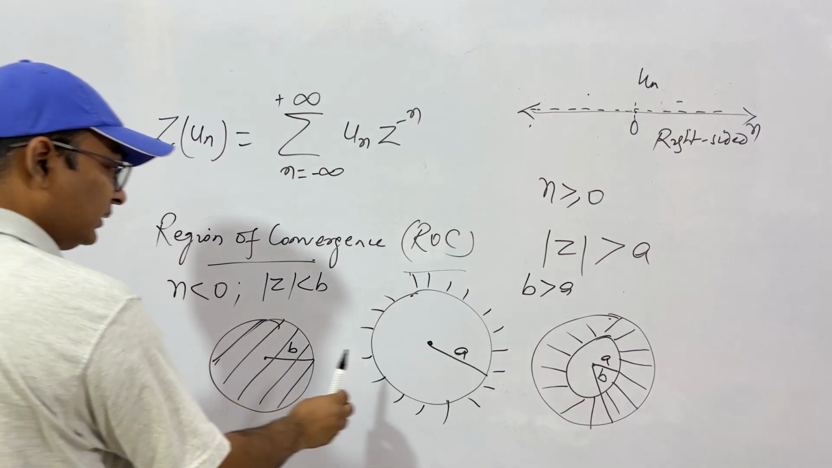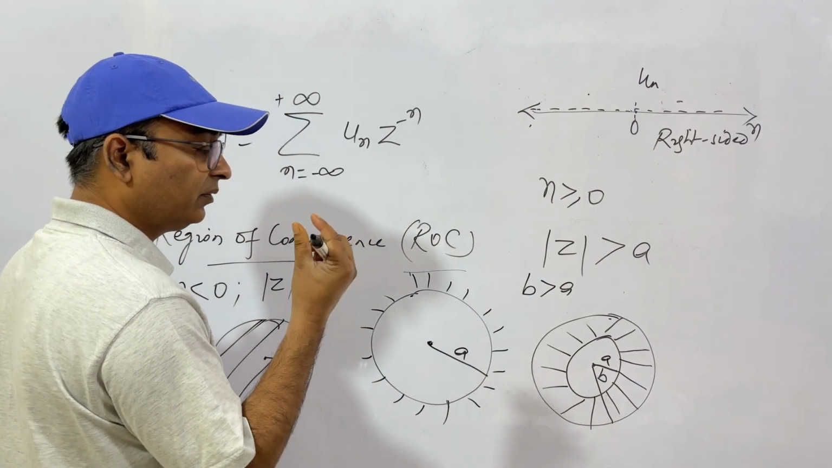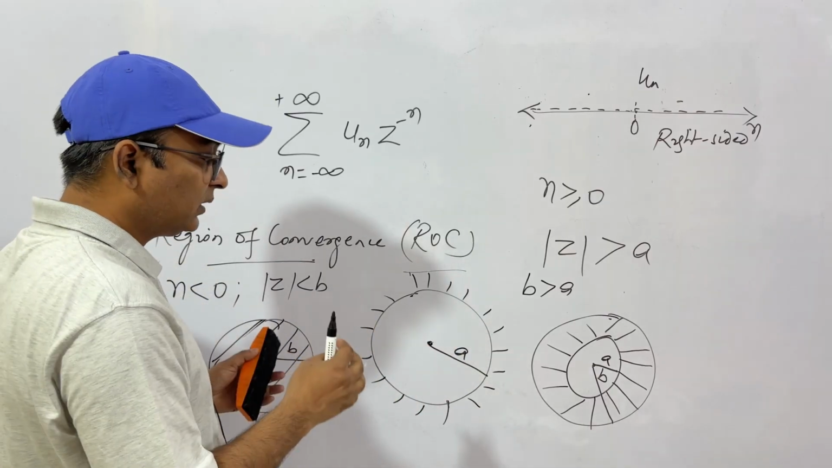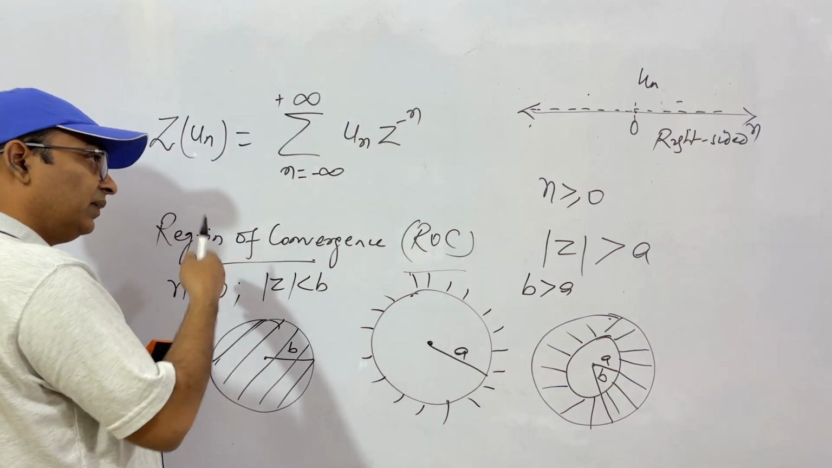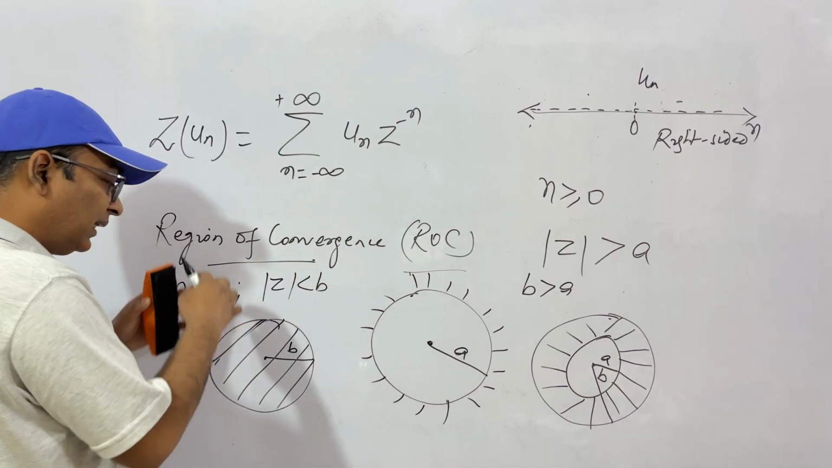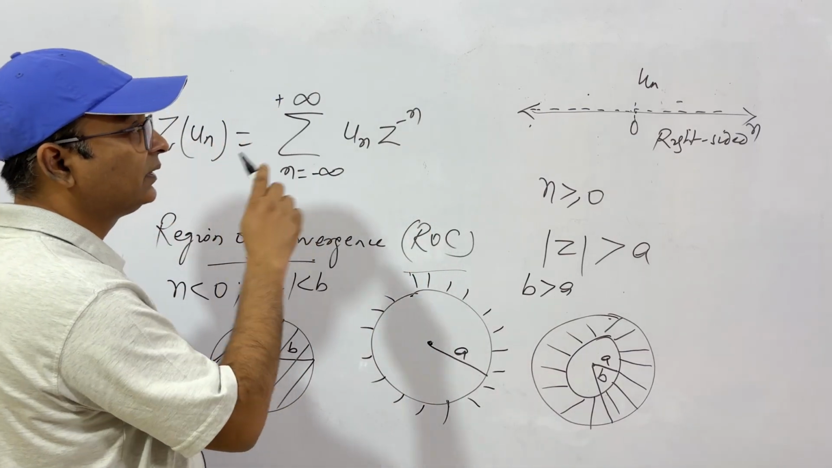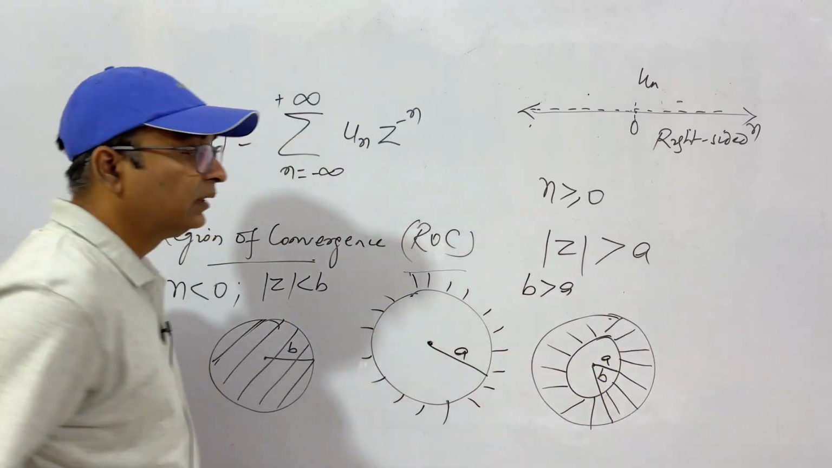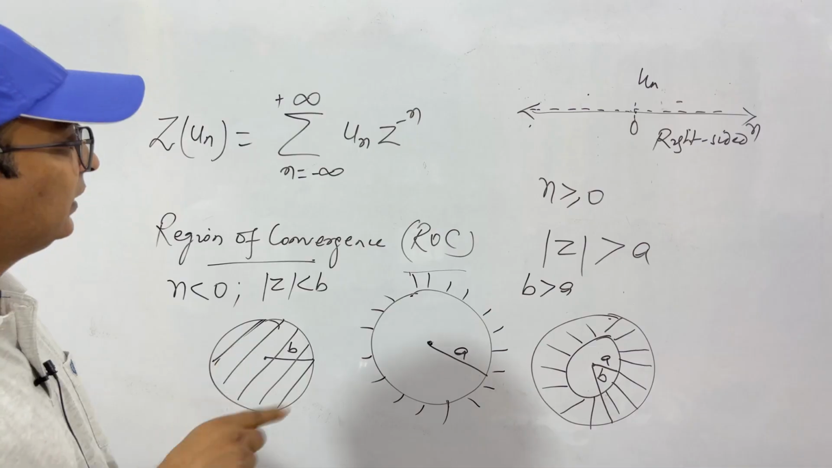Clear? When we have a sequence from 0 to infinity, there will be an arbitrary value a, out of which in the z plane the sequence converges. If we are talking of the left side, that is n less than 0, then we will have a value b, and inside that circle the sequence will converge. But when we talk of minus infinity to plus infinity, you will get an annular region where it will converge. So let's see some examples and understand this.